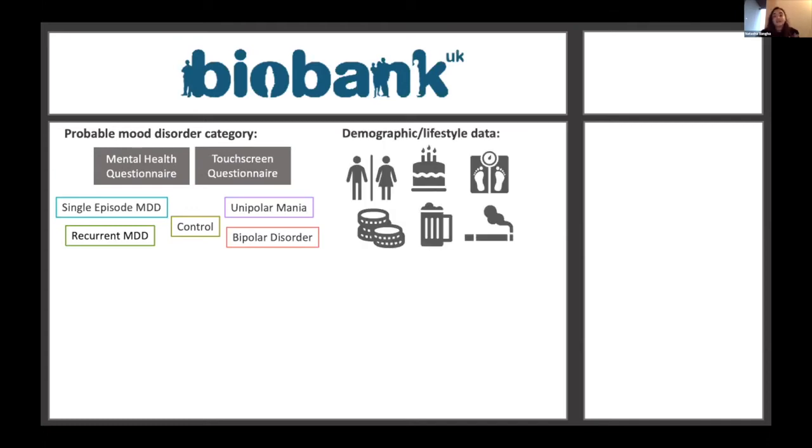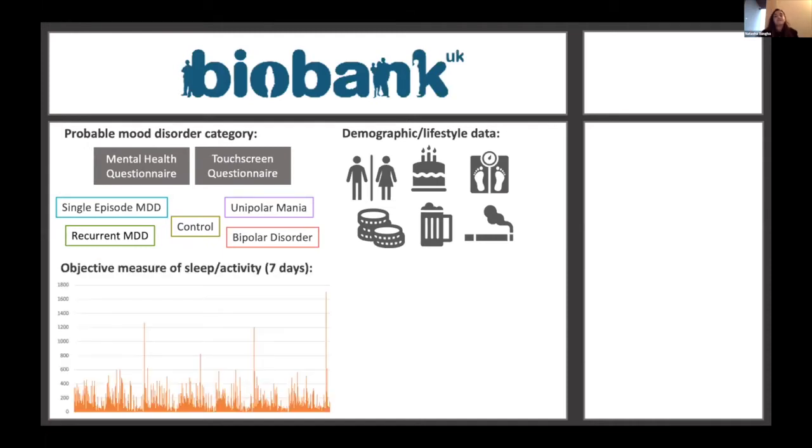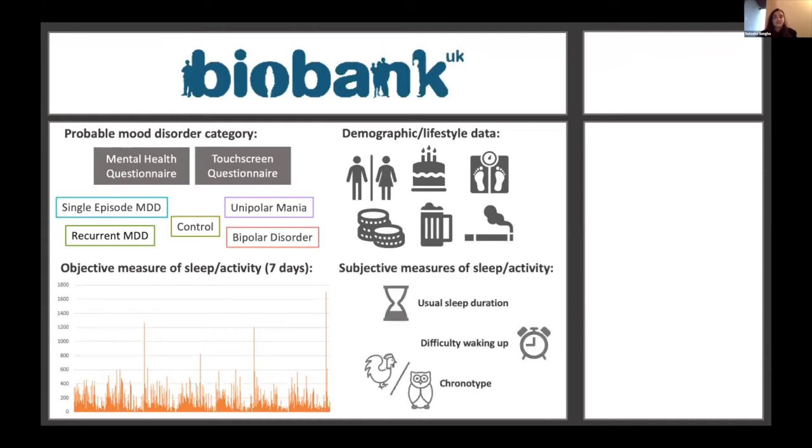It also contains demographic and lifestyle data, so information about sex, age, BMI, deprivation, alcohol intake, and smoking status as well. And then for a subset of participants, they actually wore an accelerometer, so a wrist tracker, for 7 days. And from this, we can get an objective measure of what their sleep and activity rhythms are like. On top of that, there are also a couple of questions within UK Biobank to do with sleep and activity, which gives us a bit of a subjective measure. So questions about your usual sleep duration, whether you find it difficult to wake up, and your chronotype, so whether you're a morning person or an evening person.